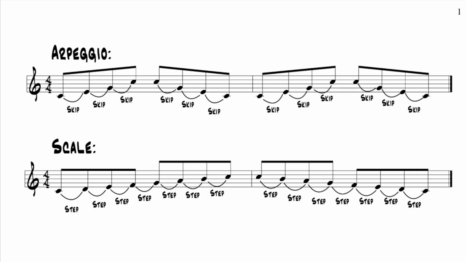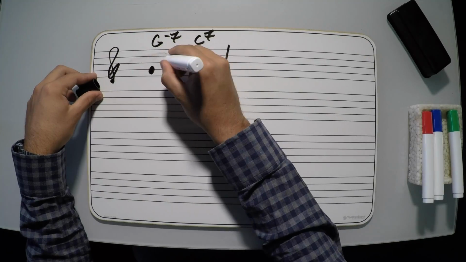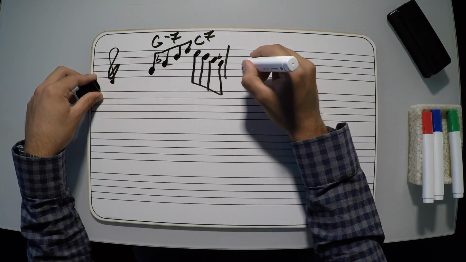An arpeggio is a string of notes that move by skip according to the music staff, and scales move by step. So here we have a melody that starts with an ascending arpeggio, then moves into a descending scale.